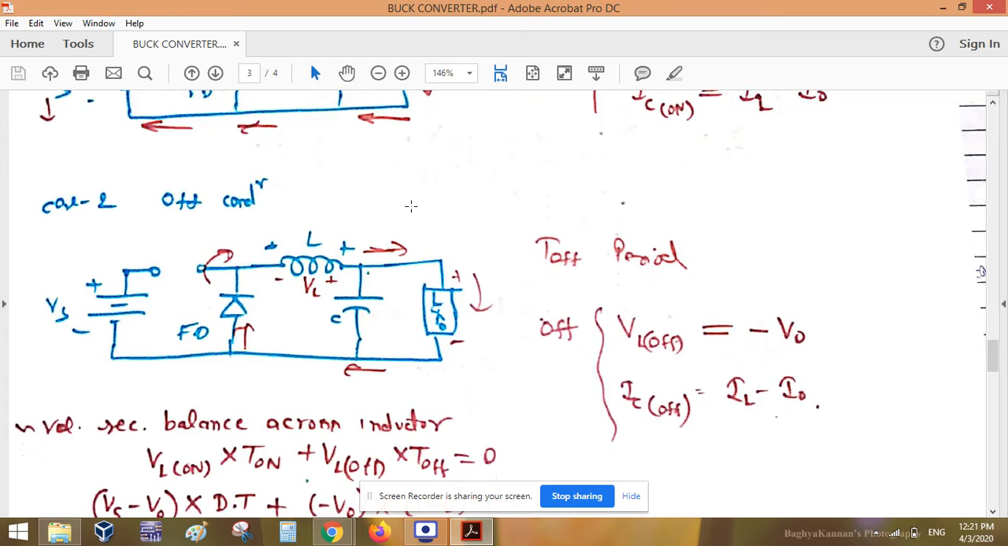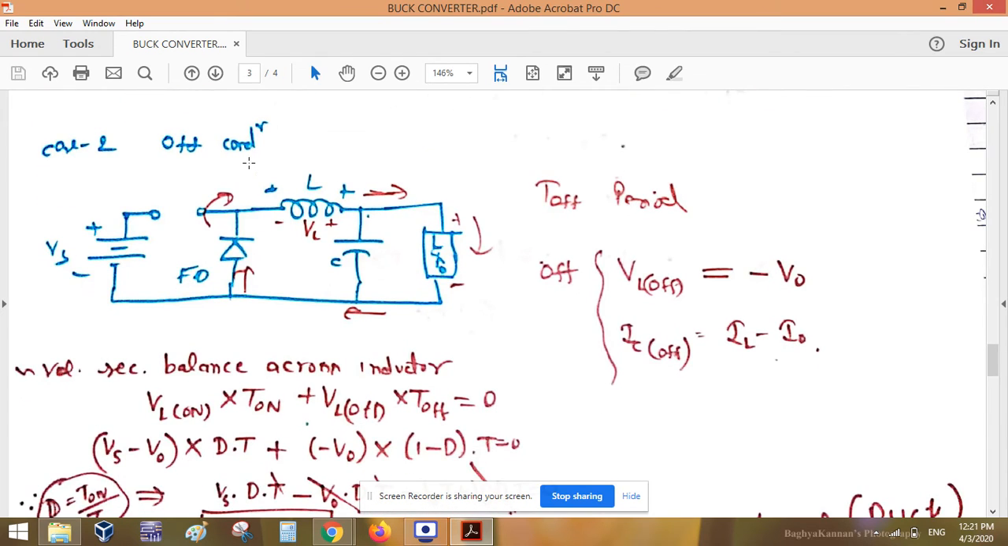For the second case, the off condition, the switch is off, and the circuit is disconnected from the input. Similarly, you can find out that the polarity is changed. So VL off equals minus of V out. And IC off will be similar, IL minus I naught.